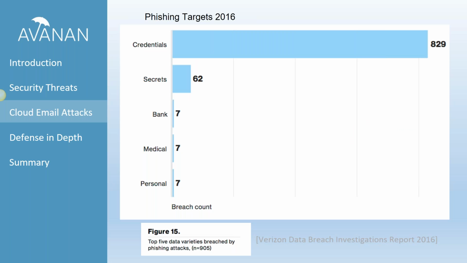And the targets in 2016, again, according to that Verizon report, by far and above what they're after is your users' credentials. So the ID and password for your Google, your Gmail, Google Drive, all of those things. Because once they have those credentials, they can do pretty much anything they want, as you know.